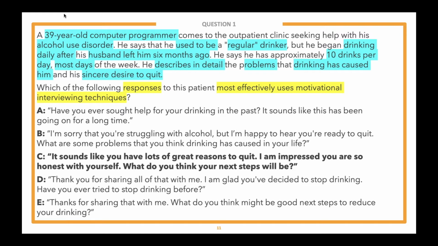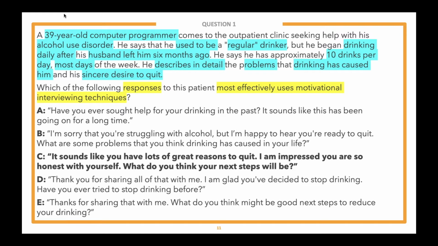Answer choice B. Again, this doesn't show that you have reflectively listened to the problems this has caused in the patient's life, okay? Because you're now asking what are some problems that you think drinking has caused in your life, but the patient has already described that in detail, okay? So that kind of doesn't go towards building patient rapport. And lastly, answer choice A.